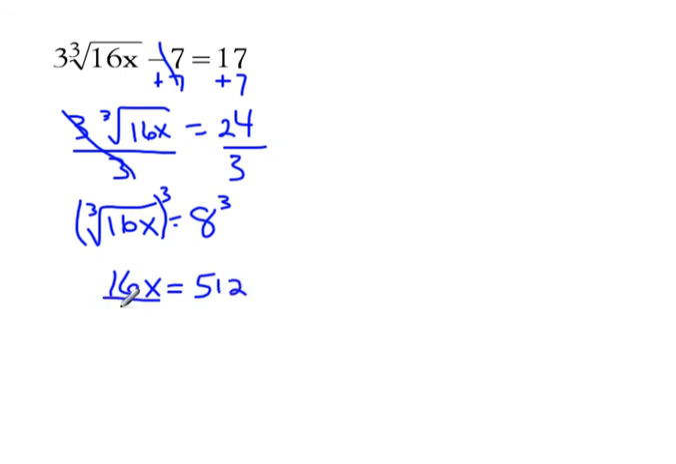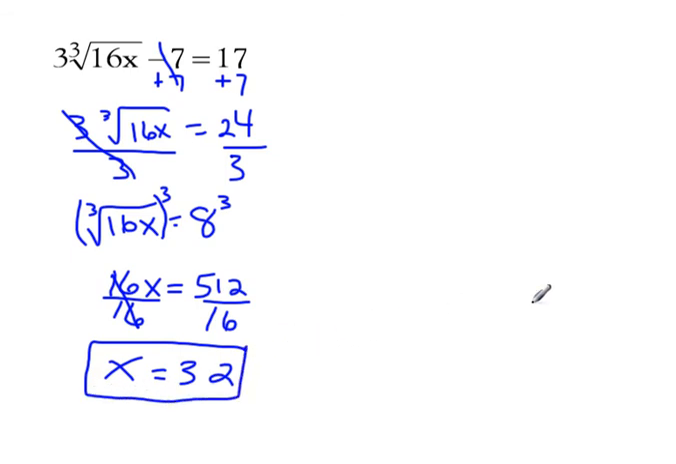Now we divide both sides by 16, and we're going to get x equals 32. Quick check. 16 times 32 is 512. Cubed root of 512 is 8. 3 times 8 is 24. 24 minus 7 is 17. 32 is a great answer. We have no extraneous solutions again.